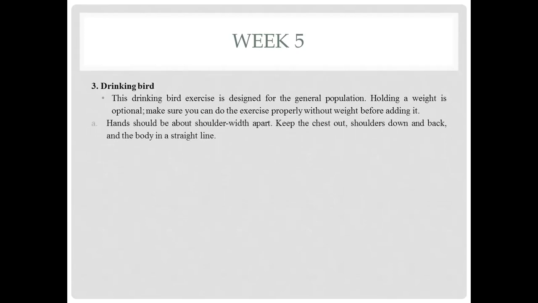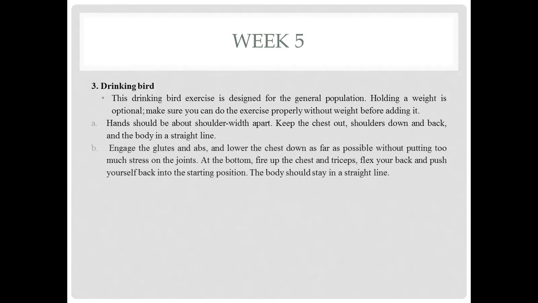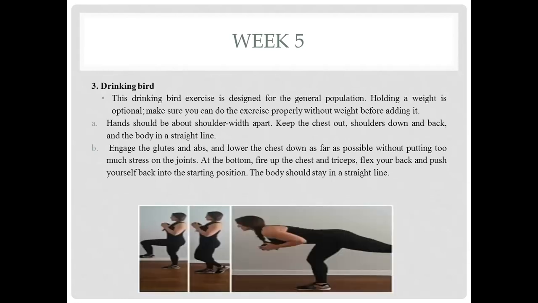So hands should be about shoulder width apart. Keep the chest out, shoulders down and back, and the body in a straight line. Engage the glutes, abs, and lower the chest down as far as possible without putting too much stress on joints. At the bottom, fire up the chest and triceps. Flex your back and push yourself back into the starting position. The body should stay in a straight line. So like this. And so here, I have a video on how to perform a drinking bird exercise.